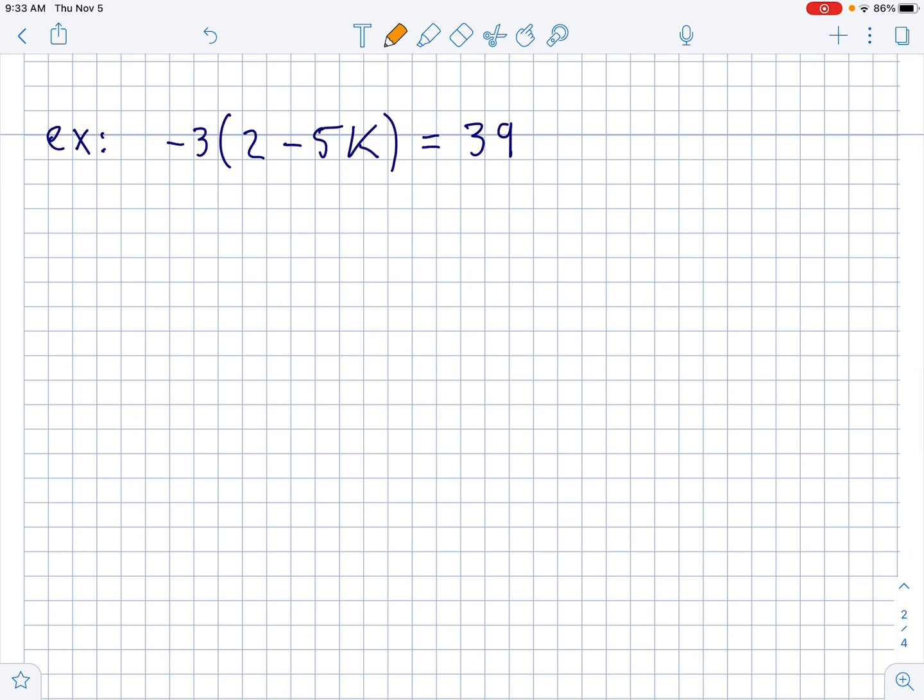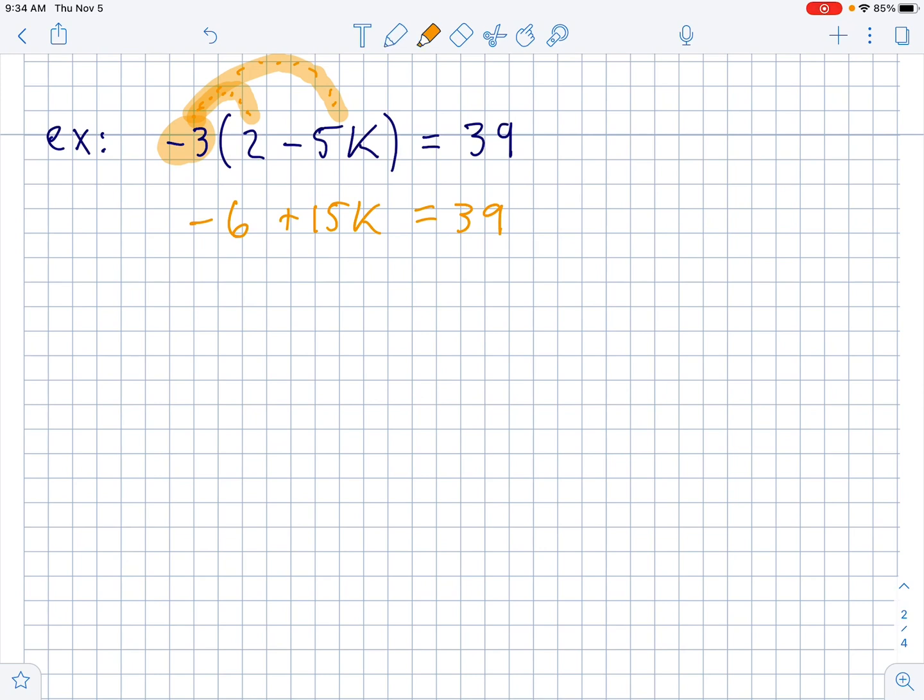Last problem. Oh boy, look at all this. Okay, here we do need to simplify some multiplication stuff before we start dealing with the addition, subtraction. So this negative 3 on the outside needs to get distributed to the 2 and to the negative 5k. Negative 3 times 2 is negative 6. Negative 3 times negative 5k. You multiply the negative 3 and the negative 5 to get plus 15k, and this is still all equal to 39.